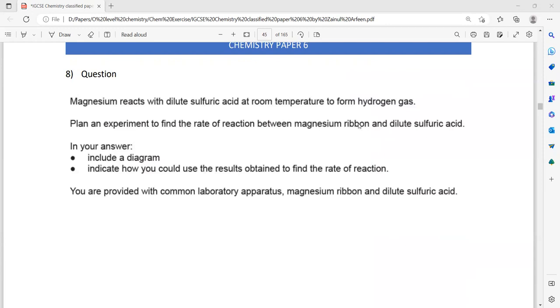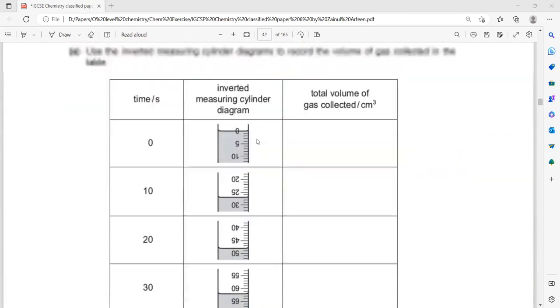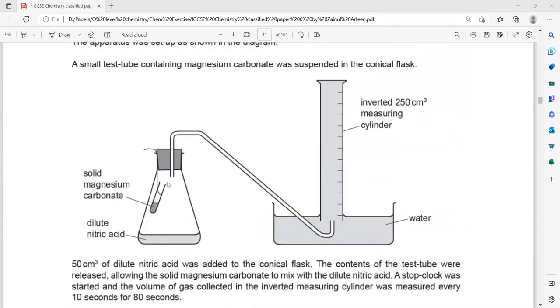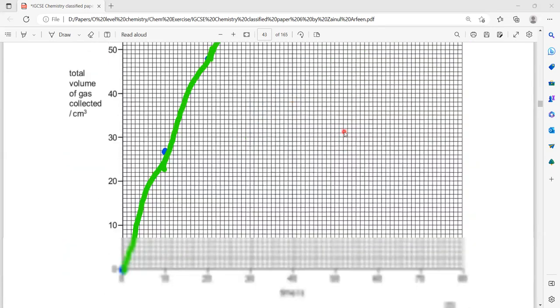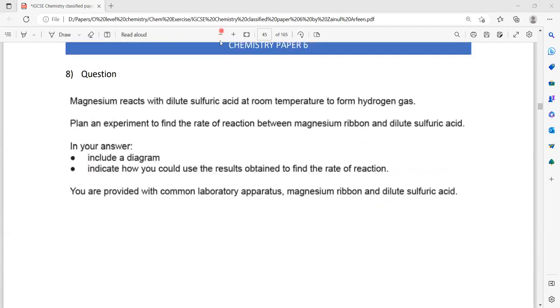Magnesium reacts with dilute sulfuric acid at room temperature to form hydrogen. Plan an experiment to measure a rate of reaction. It's the same experiment, how you use the result, like we did in question 6, sorry, question 7 is also the same way. Hydrogen gas is given off, so we can have a magnesium ribbon and hydrochloric acid. When we add it, a gas is given off, we collect the volume of a gas, but we have to include time as well, as we are measuring a rate or the speed of a reaction. So it is the same as question number 6 we discussed.